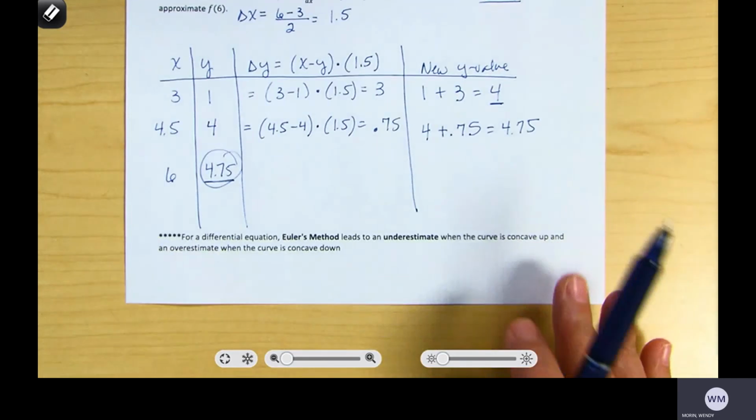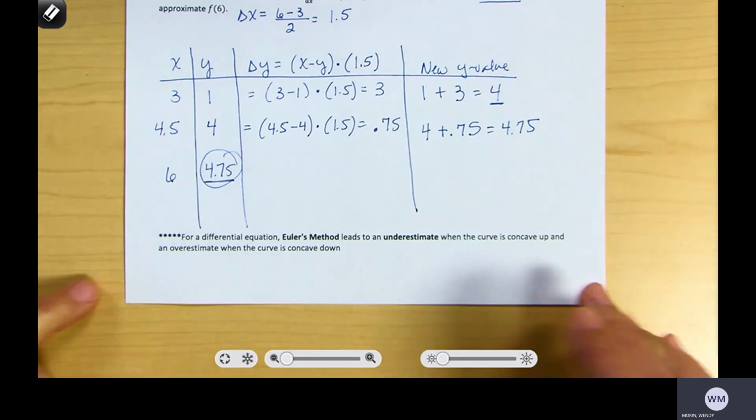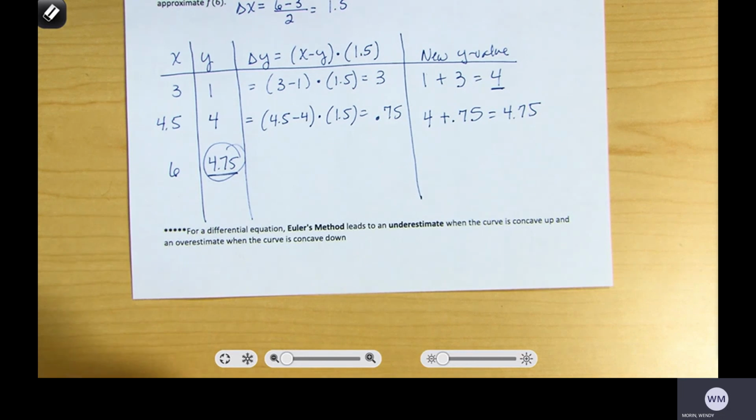So just remember, those types of questions do come up again sometimes. And remember your whole under and over estimates. And that is Euler's method.